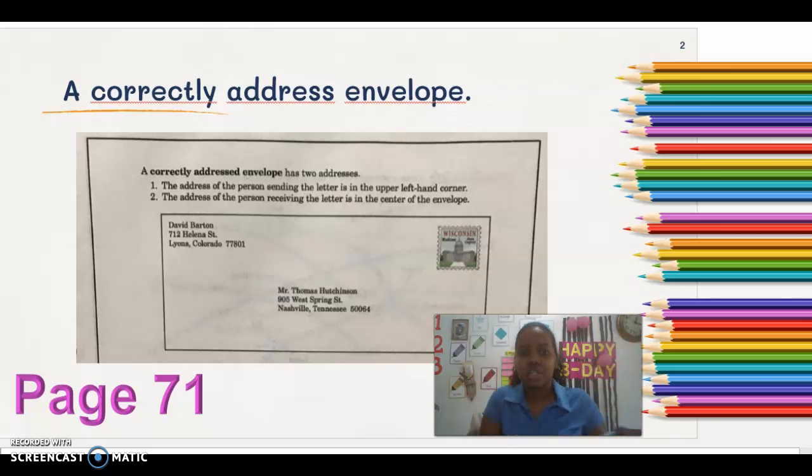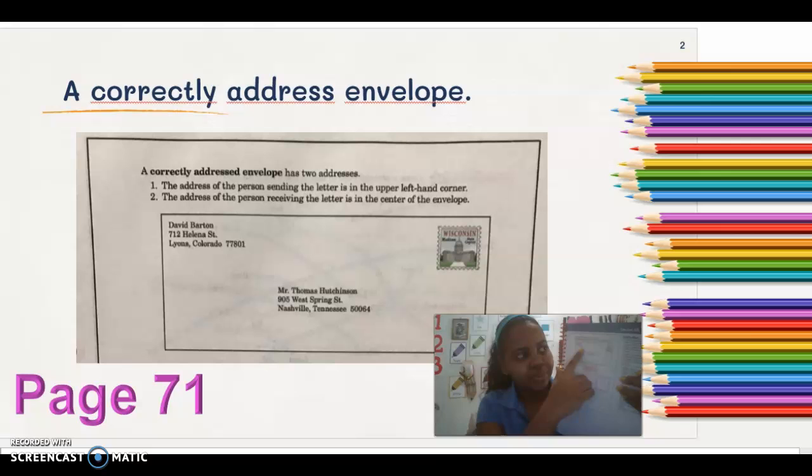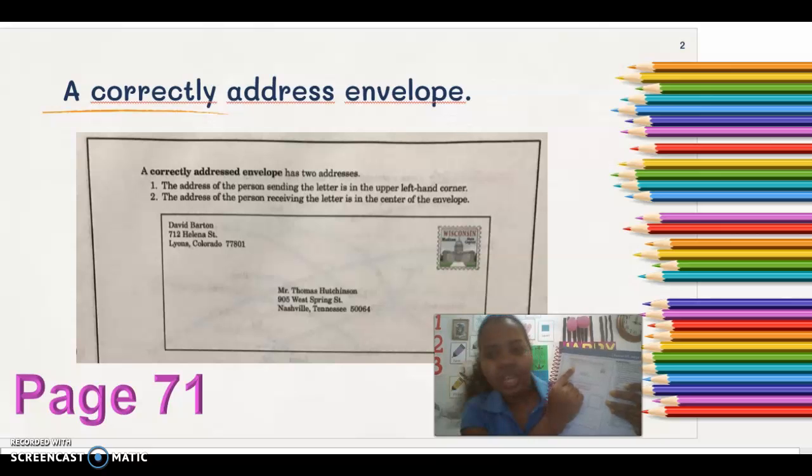Okay, so today we are going to work with a correctly addressed envelope. When you are sending a letter, you always write your information and the address. Here, for example, it says David Barton, 720 Elena St., Lyons, Colorado. And there is a number which is a code.